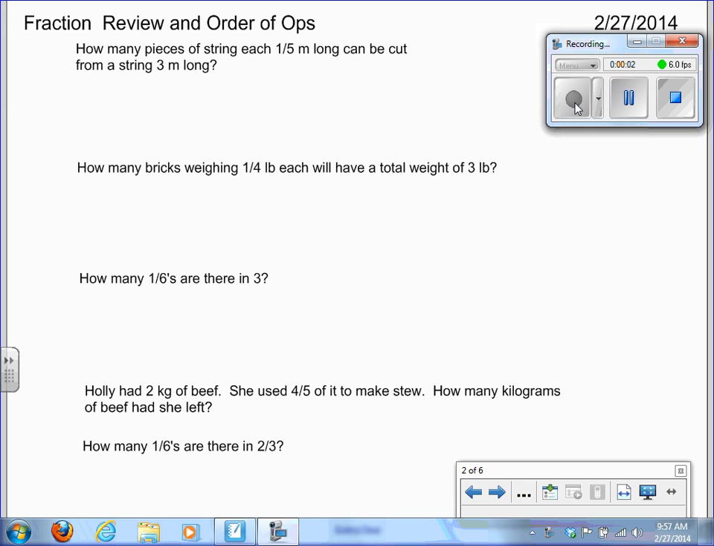Okay, fraction review and order of operations. So first, let's take all of these word problems and make sure we can write them as math problems. First one says, how many pieces of string, each 1/5 of a meter long, can be cut from a string that's 3 meters long?